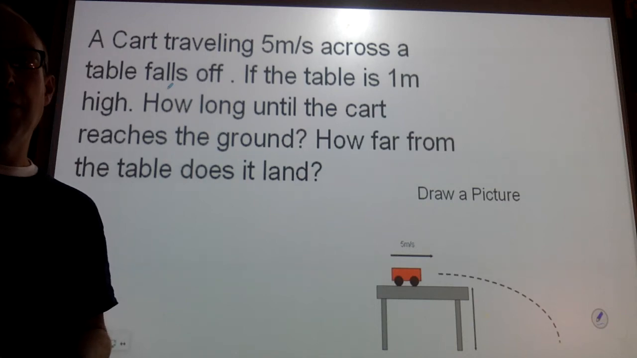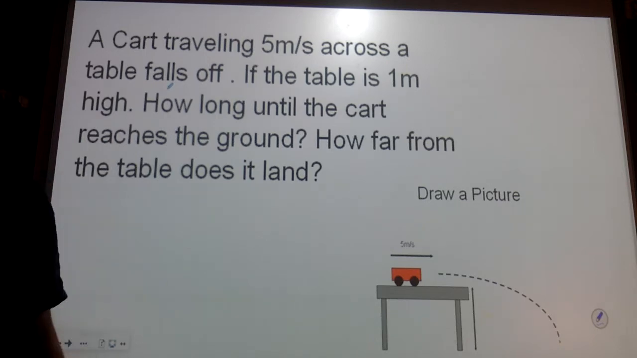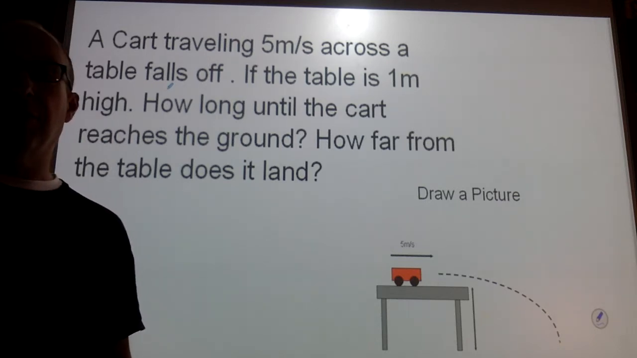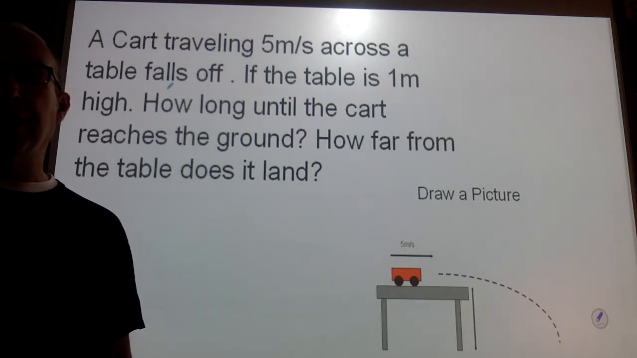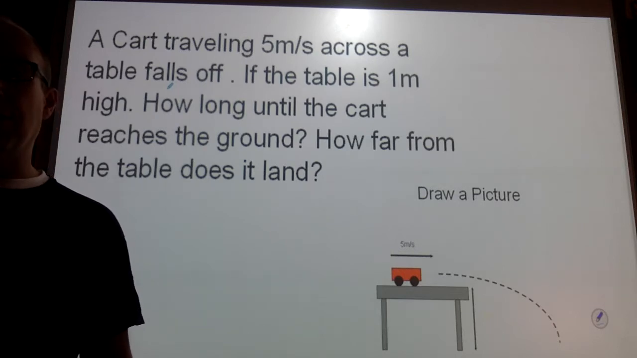Welcome back, guys. I want to do a couple examples with you so you're able to do the homework for this section. All right, so a car traveling 5 meters per second across the table is going to fall off. If the table is 1 meter high, how long until the cart reaches the ground? How far from the table does it land?